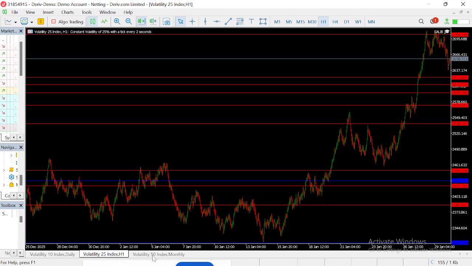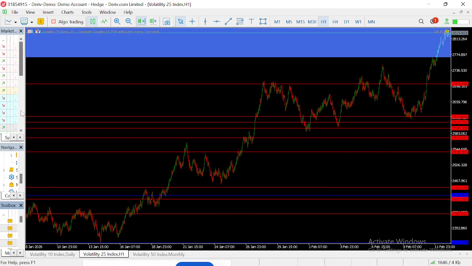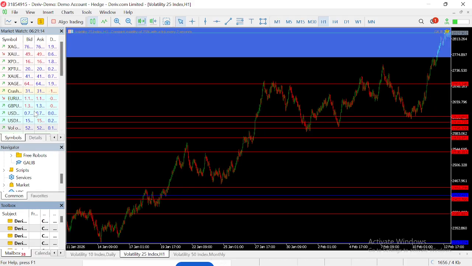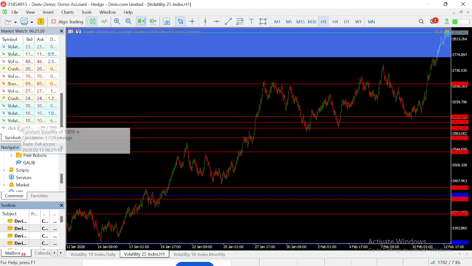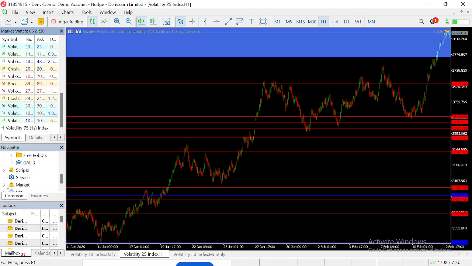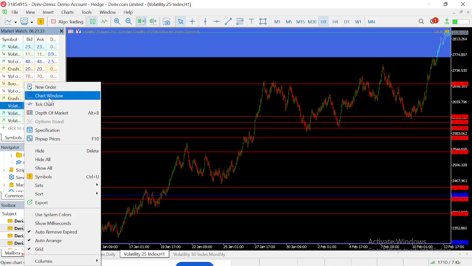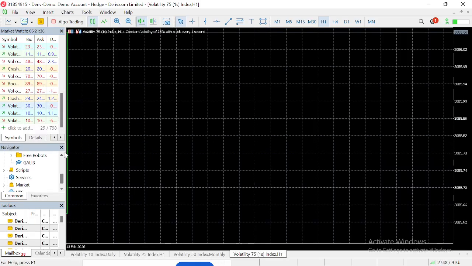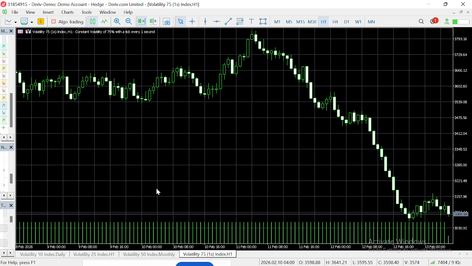I don't really use this Volatility 75 that much. But let's pick Volatility 75 here. So Volatility 75 1s, enter. Then let's open it over here on the chart window.